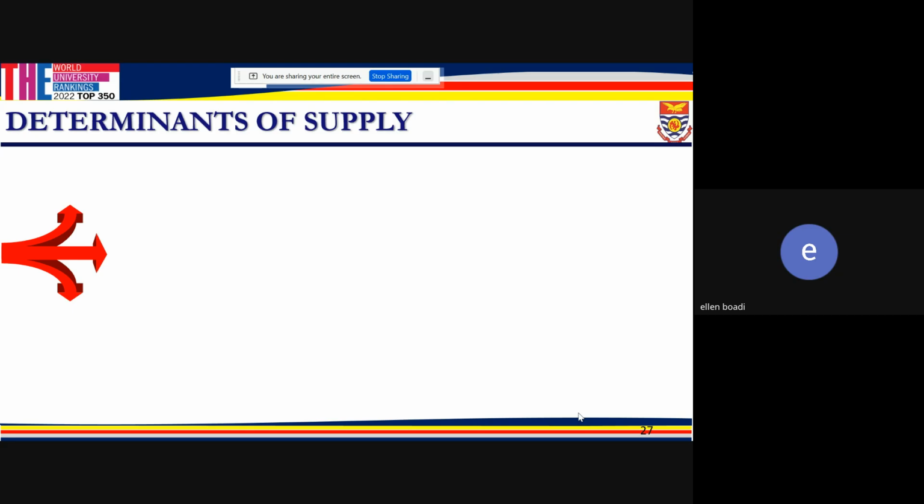Let's break here. Read on the determinants of supply. In the afternoon, when we meet, we'll look at the determinants of supply. This has to be distinguished between change in demand and change in quantity demanded. We also look at the difference between change in supply and change in quantity supplied. If you have any questions after reporting, you can ask.